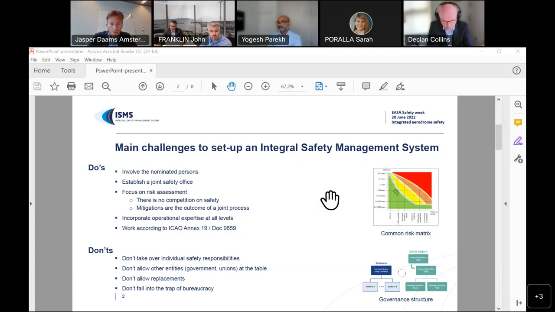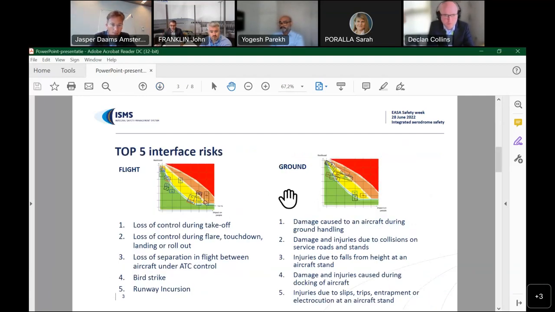Well, these are our do's and don'ts, and this led to a number of outcomes. First of all, we made the top five interface risks, both for the flight operations and for the ground operations. So these are the two main subjects in our scope. You can read it for yourself, but the usual suspects like runway incursion are there. But for example, also loss of control during takeoff, where also the runway allocation and the weather, how you deal with strong winds, is an interface risk. In a more ground handling part, it's things like damage on aircraft stands, collisions on service roads, etc.